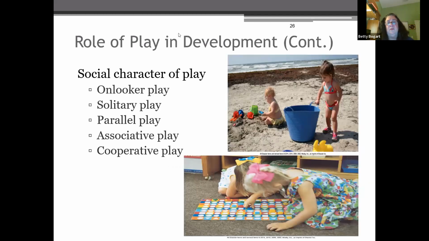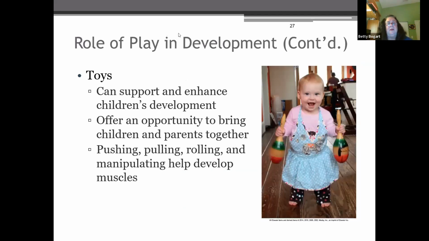Now, all of these different plays: onlooker, they're looking at somebody else play. That's it. Solitary, I'm playing alone. Parallel, you're playing next to each other, but you don't have to play the same things. You're both playing in the same area. Associative play, you're playing together, but there are no rules. There's not an outcome. Cooperative, like checkers, you do something together and there is a goal in the end to win, okay? Very important that you know those. Again, you're going to see them in Kahoots.